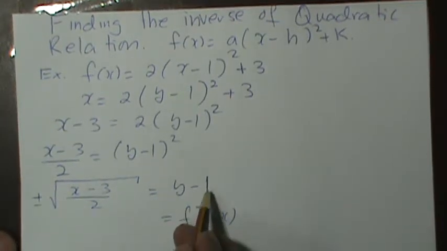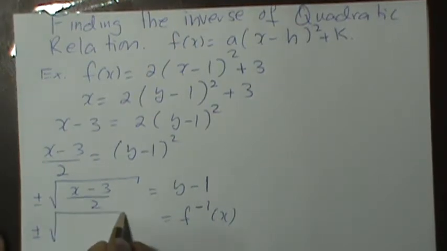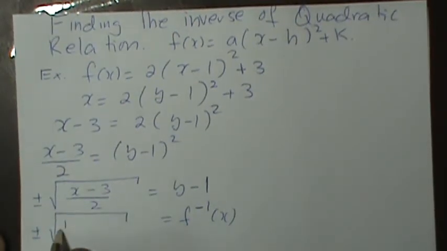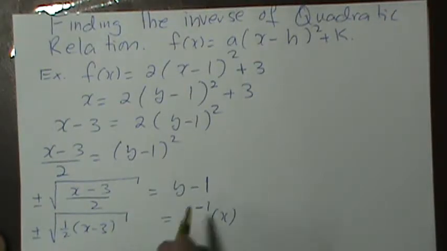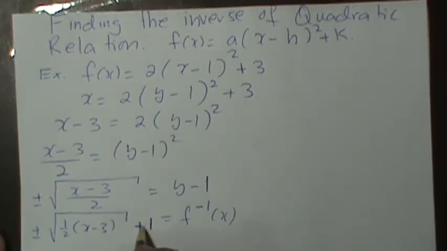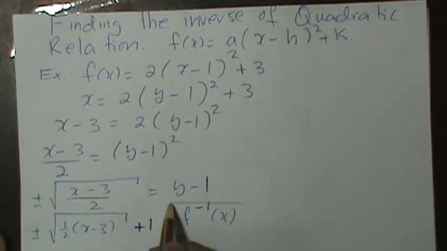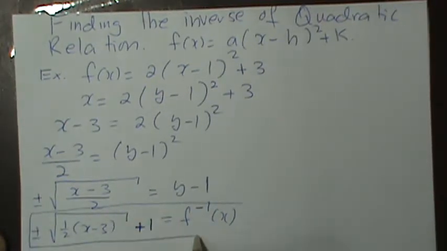So, to bring the negative 1 to the other side, outside the square root, we're going to write it again. I'm just going to rearrange this as half times x minus 3, which is the same as x minus 3 over 2. To bring the negative 1 to the other side, outside the square root, it will become positive 1, from negative to positive when you bring it to the other side. Now this is the inverse of a quadratic relation from vertex form that we found.